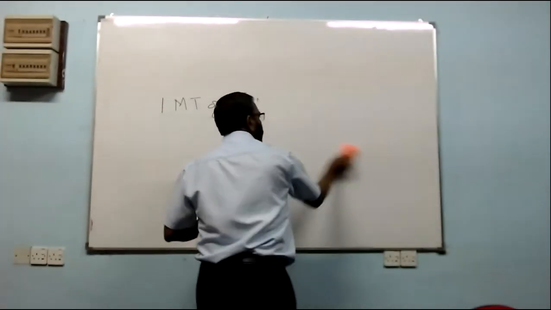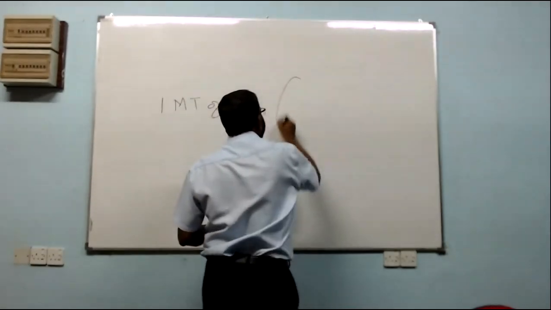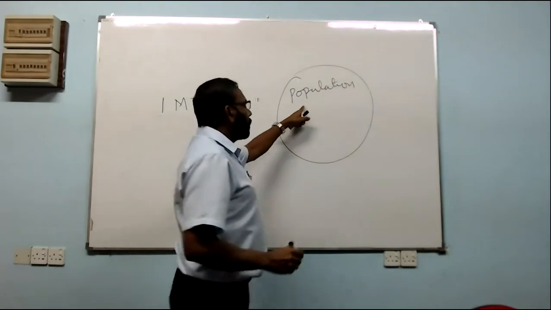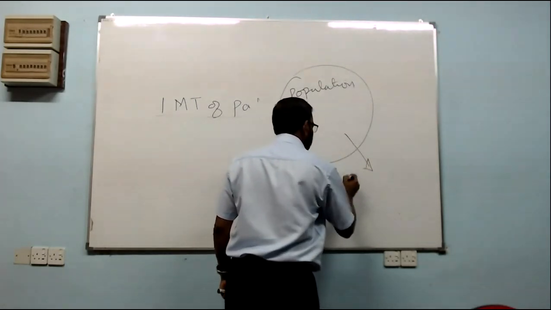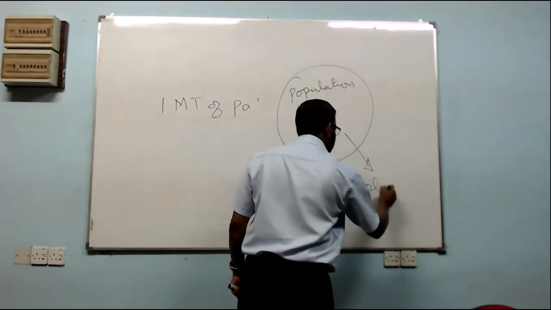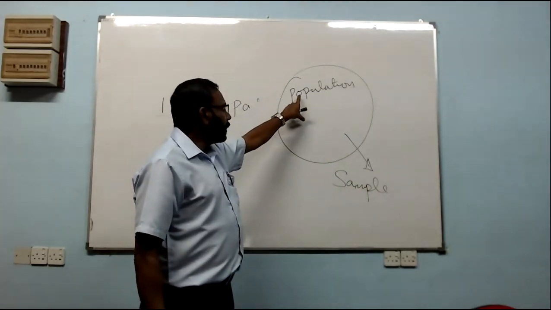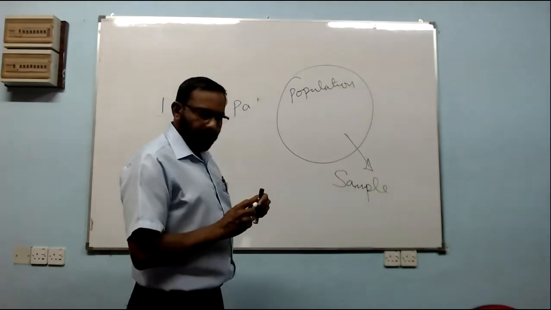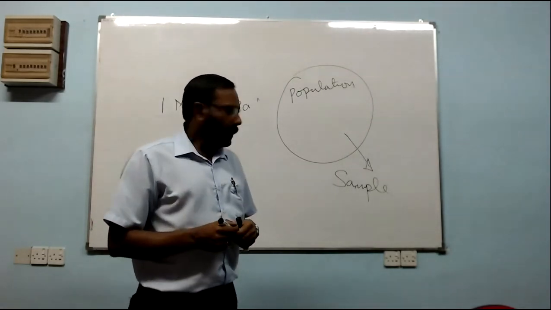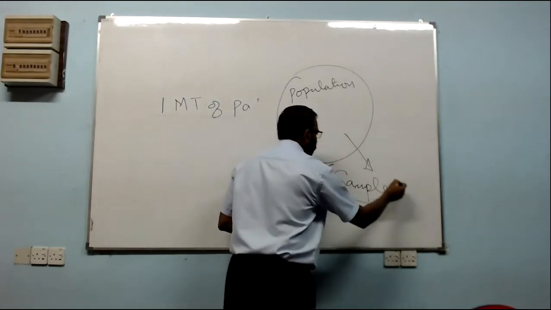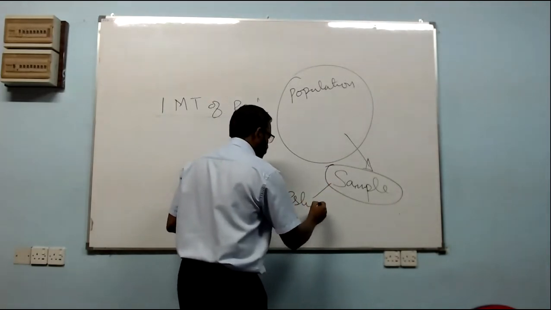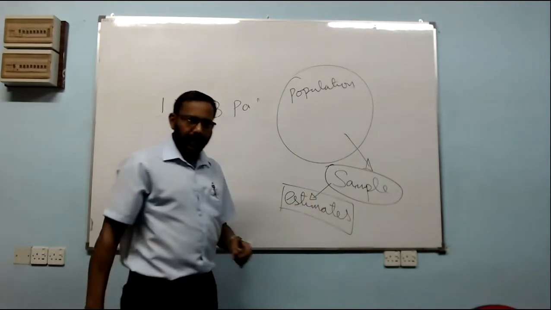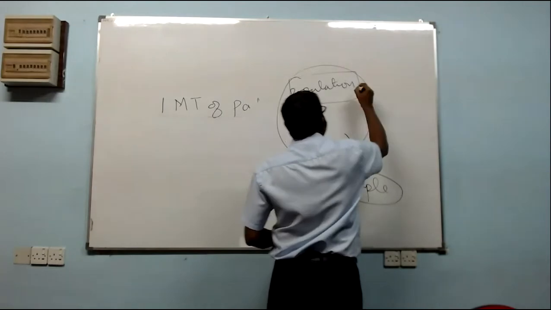So basically we studied about the population, right? We take the sample. This is a population. We take a subset of the population, which is called a sample. So here are two terms. Whatever you calculate from the sample is called an estimate. Whatever comes from the population is called a parameter.